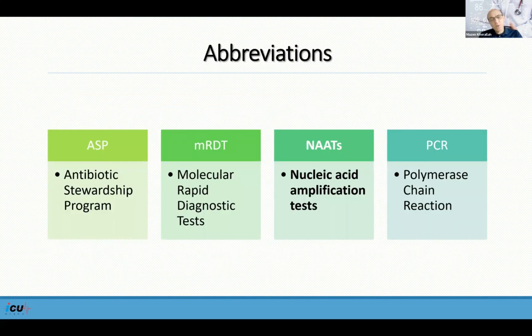So we're going to use some terms. As you all know, ASP stands for Antibiotic Stewardship Program. MRDT is Molecular Rapid Diagnostic Test. NAAT is Nucleic Acid Amplification Test. And PCR, of course, is polymerase chain reaction.